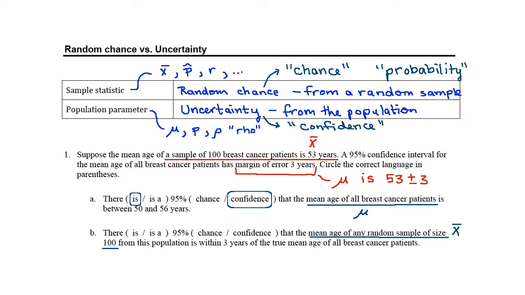So here we would say we are talking about random chance because this describes a random sample or a sample statistic, and I would say there is a 95% chance that this mean age X bar is within 3 years of the true mean.